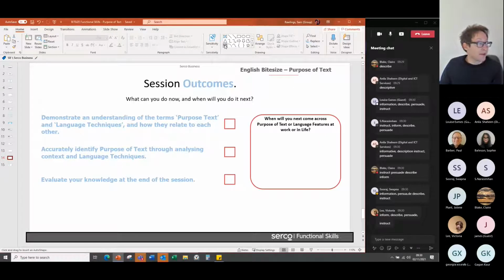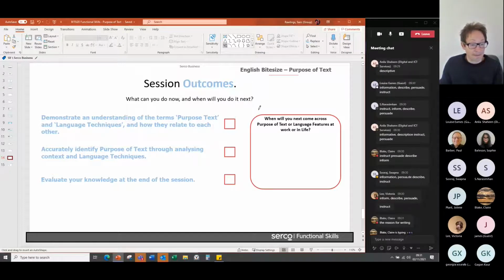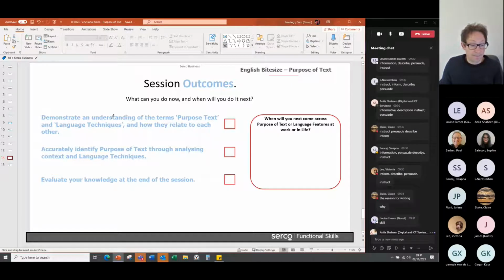Good. So in this session then, you've demonstrated an understanding of purpose of text. What does purpose of text mean? So you've just given me the 4 examples, but what does it mean? The reason for writing. Good. And what does language techniques mean? The skill, exactly. So the way the writer achieves the purpose of text. Exactly. So like I say, you really need a clear understanding of those 2 terms.